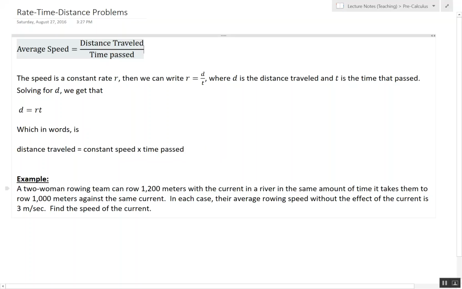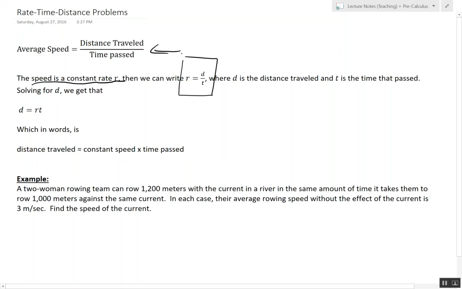So this one we're going to talk about rate, time, distance problems. So the formula this is all based around is this one right here, which says that average speed equals distance traveled over time passed. Now the only thing we're going to be able to handle is when speed is a constant rate r, and we can write this formula right here then, where d is the distance traveled, and t is going to be the time that passed.